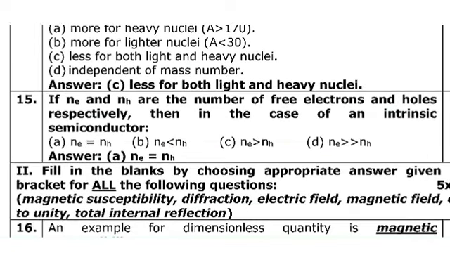If Ne and NH are the number of free electrons and holes respectively, then in the case of an intrinsic semiconductor, option A, Ne is equal to NH, option B, Ne is equal to NH, option C, Ne greater than NH, and option D, Ne is very much greater than NH. Here we know that Ne is equal to NH. We already have the expression, that is for intrinsic semiconductor, Ni is equal to Ne, which is equal to NH. That is, number of electrons is equal to number of holes. Option E is correct.